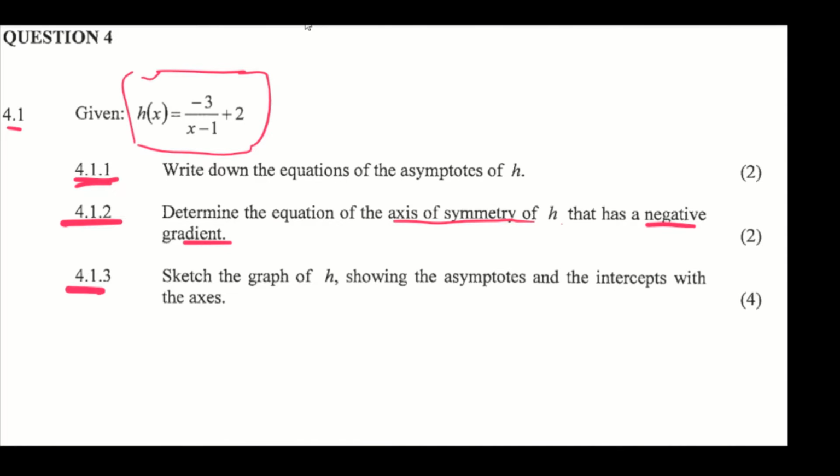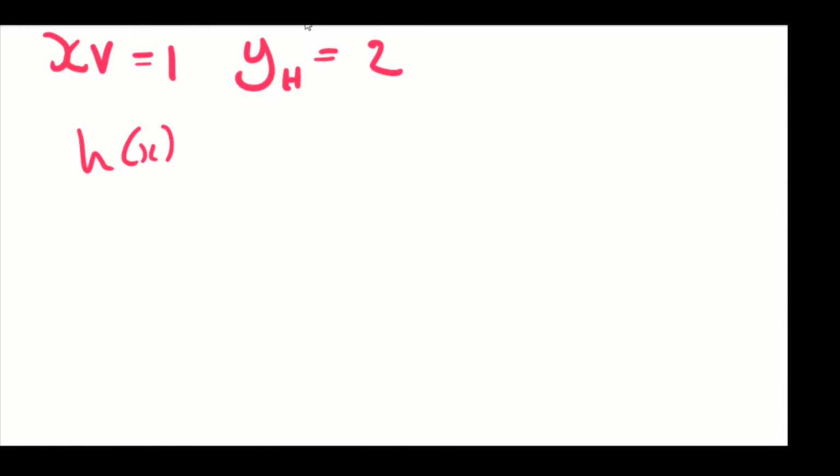Now 4.1.3 we are asked to sketch the graph of h showing all asymptotes and intercepts with the axes. So what we're going to do is, we know our vertical asymptote x equals 1 and horizontal asymptote y equals 2. And another thing that's important is for us to find the y-intercept when x equals 0, and the x-intercept when y is equal to 0, right? So we know that our h of x is given as minus 3 over x minus 1 plus 2, right?